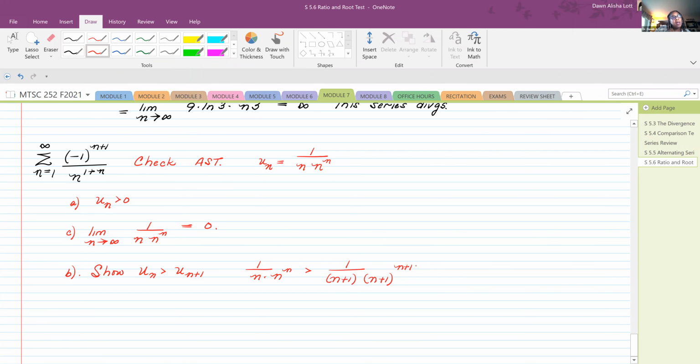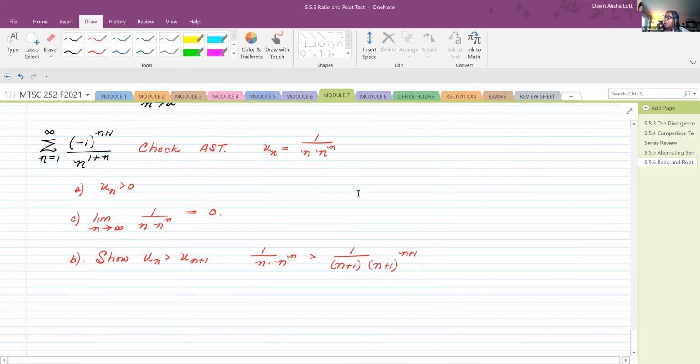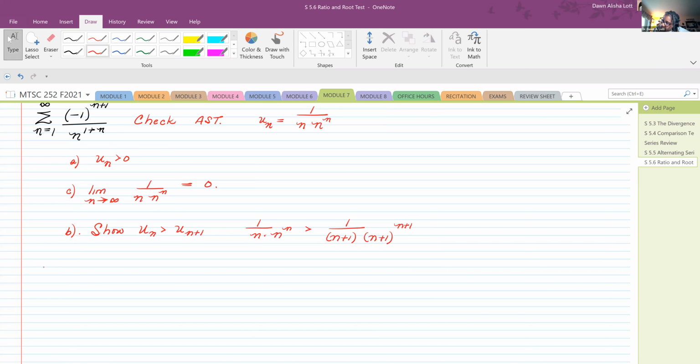So let's say I want to try the root test. Why do I want to try the root test? Because I have that power to the n there, and I'm thinking it might help me a little bit. So let's try it. This is the thought process. That's what I want you guys to see.